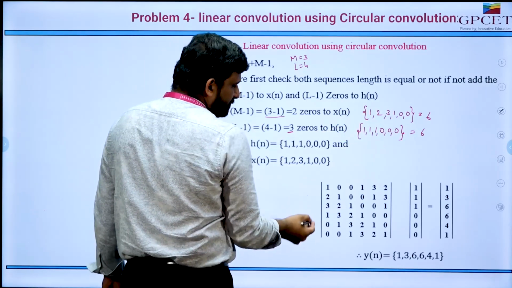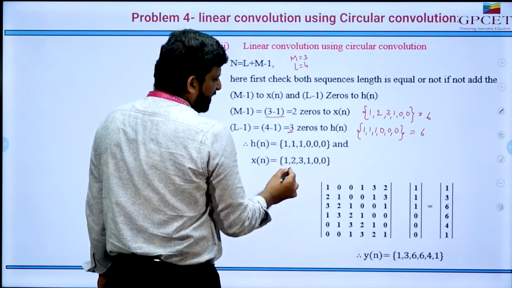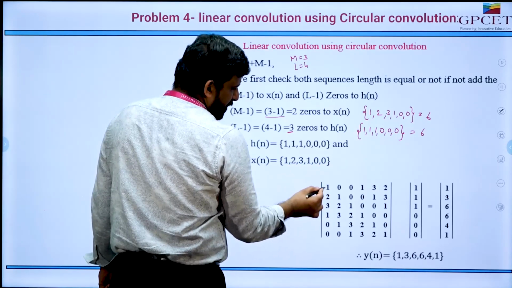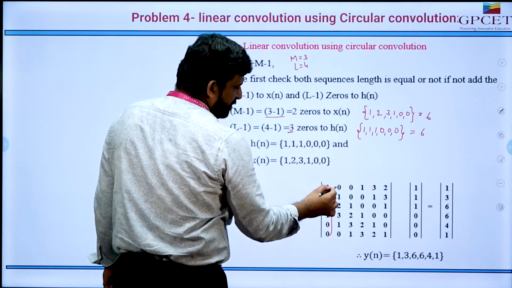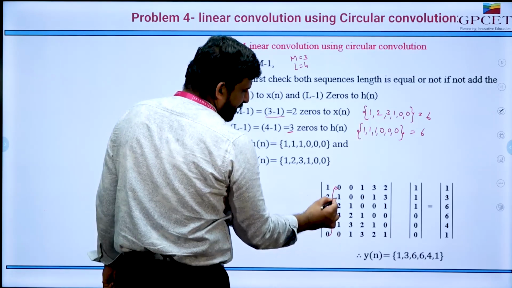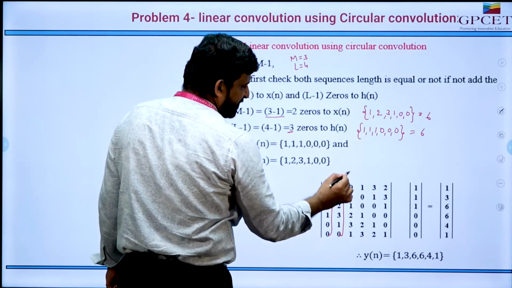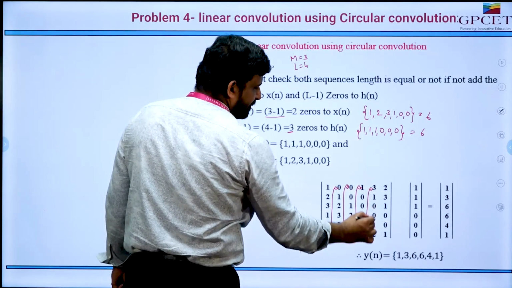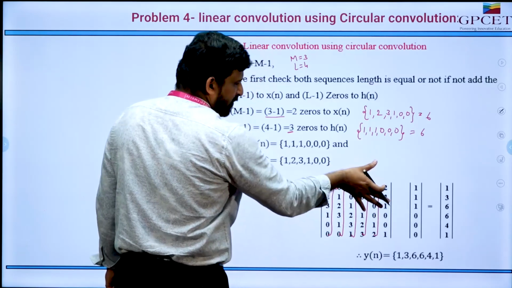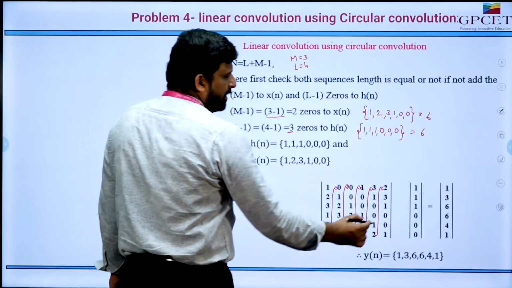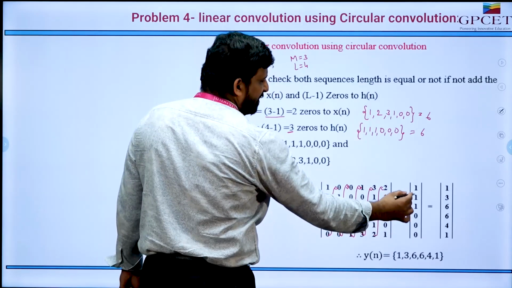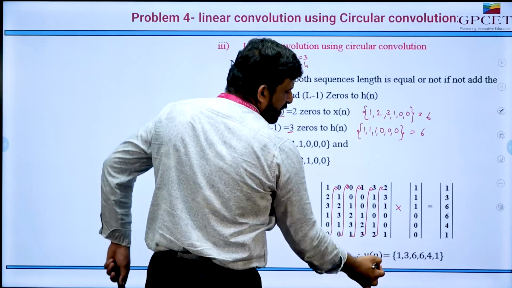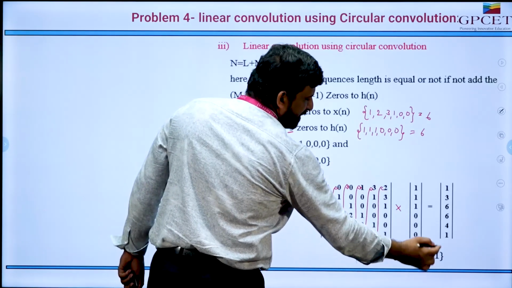Now here 6, 6. Again, the matrix representation of x of n I have taken and written in matrix form: 1 2 3 1 0 0, then 1 2 3 1 0 0 with the last 0 shifted to the top. Again the last element is shifted to first. 3 is shifted to first. Next 2 is shifted to first. Like this, one matrix representation is formed here, and this matrix is multiplied with h of n, that is 1 1 1 0 0 0. If we do the matrix multiplication, we get the value y of n is equal to 1 3 6 6 4 1.